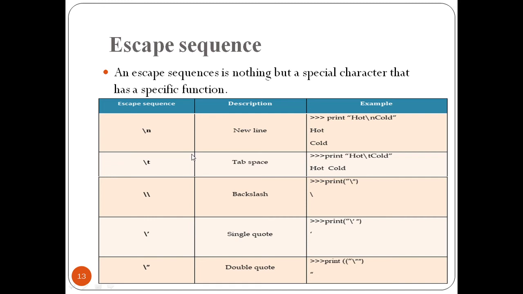Now we have escape sequences. Escape sequences are useful to print some special characters or to print a new line. If I want to use a new line, then you can use \n in between two strings. Heart will be on one line and whole will be on another line. And if you want to give a tab space in between the two strings, then you can give \t. Backslash is useful to print a backslash, and \' is useful to print a single quote. \" is useful to print a double quote. So we will see all these things in example mode.